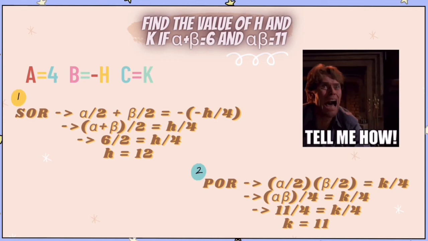Next, we find the product of roots, which is c over a, equal to k over 4. After that, we find k by the equation alpha over 2 times beta over 2 equals k over 4. And we solve it. Also, don't forget to substitute alpha beta with 11. So for the final answer, you will get h equals 12 and k equals 11.